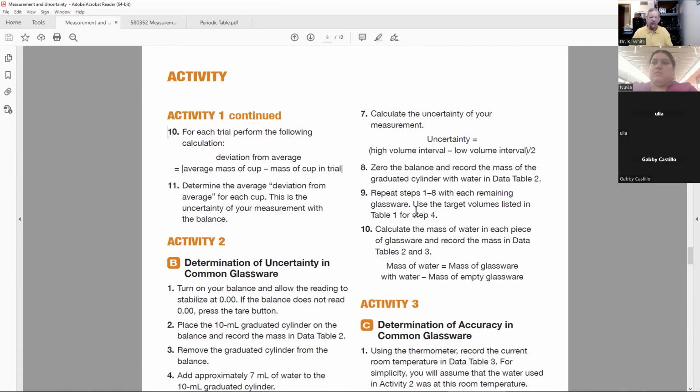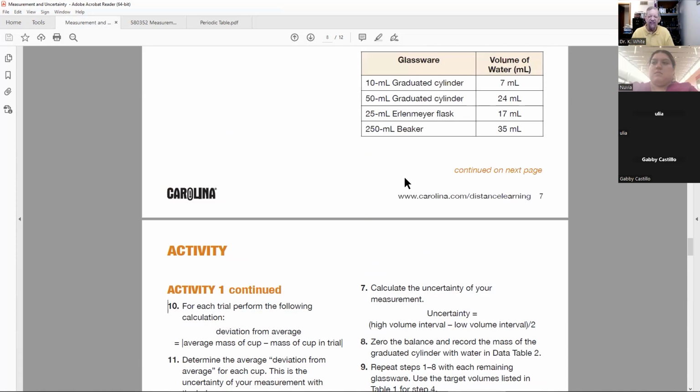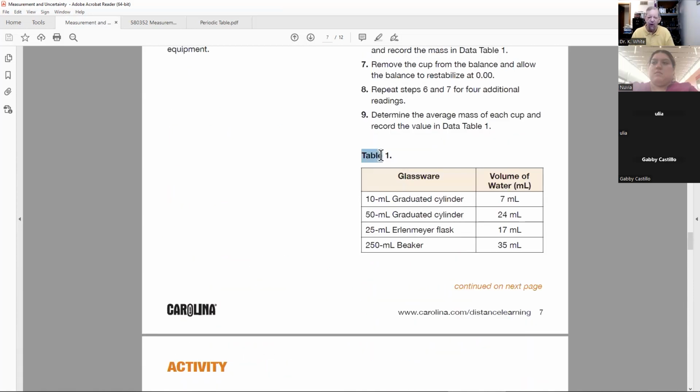And then what you'll do is repeat steps 1 through 8, which you'll use this graduated cylinder. You'll use this beaker, and I don't have it with me. You'll use the Erlenmeyer flask. Now, they have it up here, this table 1.